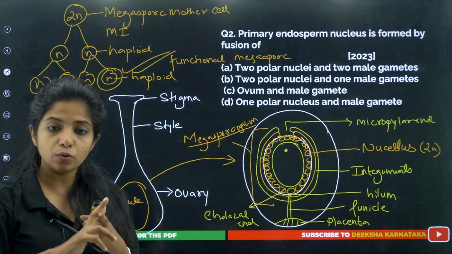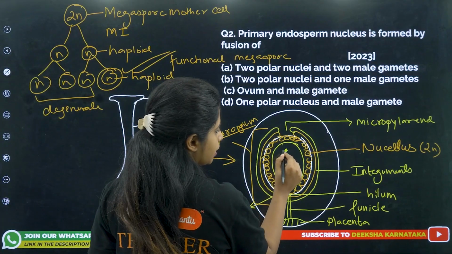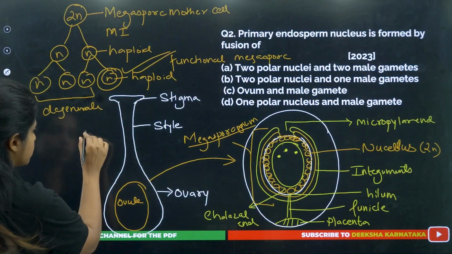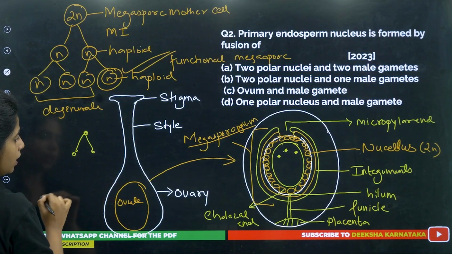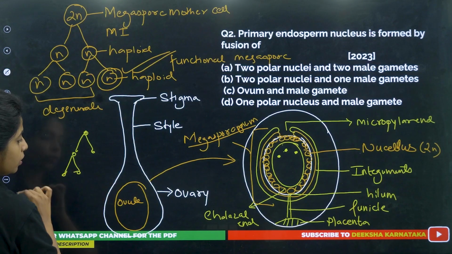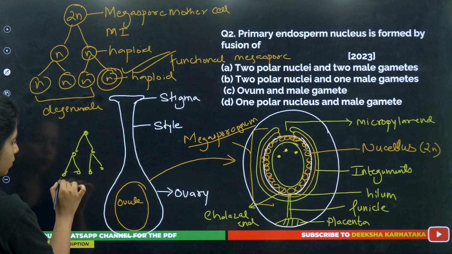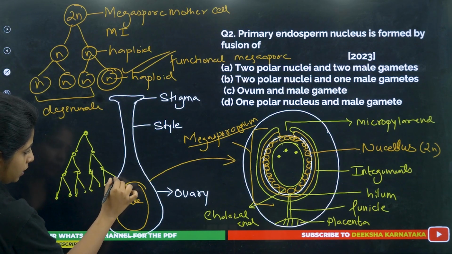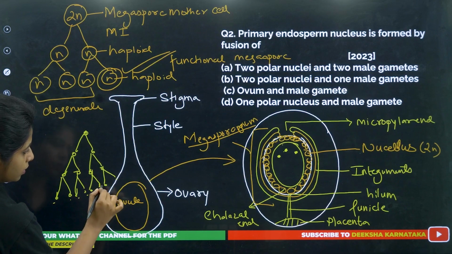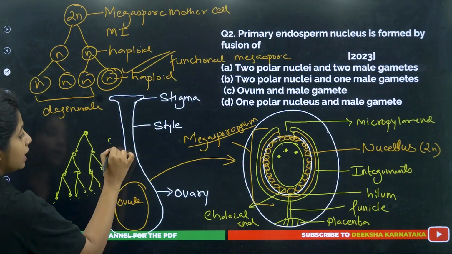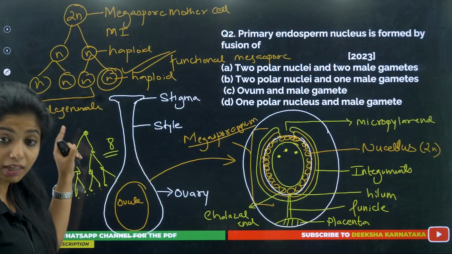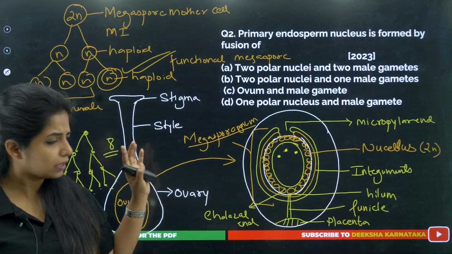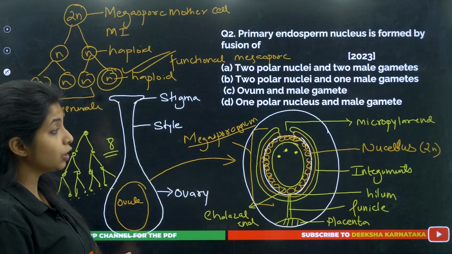This haploid nucleus undergoes one division, making 2 nuclei. Again, a second division happens, and each nucleus divides into 2. Once more a division happens, and at the end, how many nuclei will you get? 1, 2, 3, 4, 5, 6, 7, 8. You get 8 nuclei at the end. 3 nuclear divisions happen over here. It is not meiotic division, okay? The nucleus is just dividing mitotically.